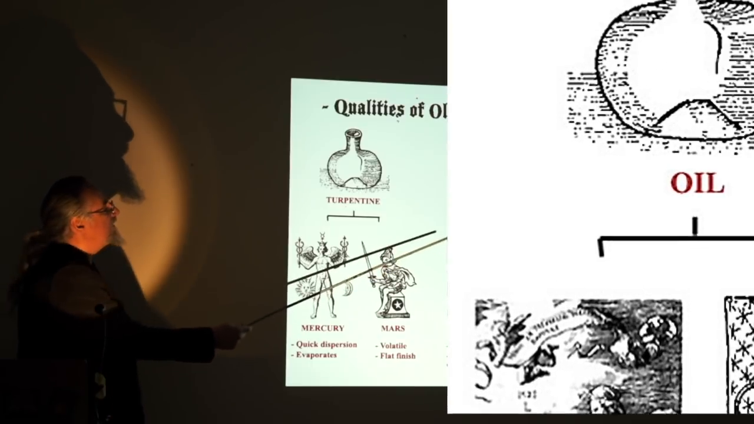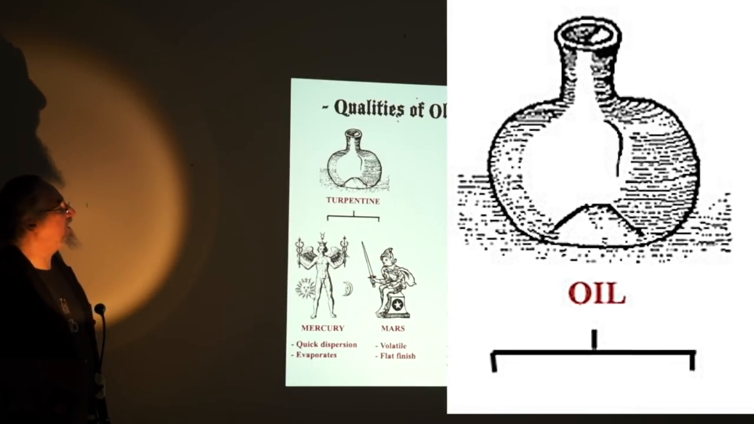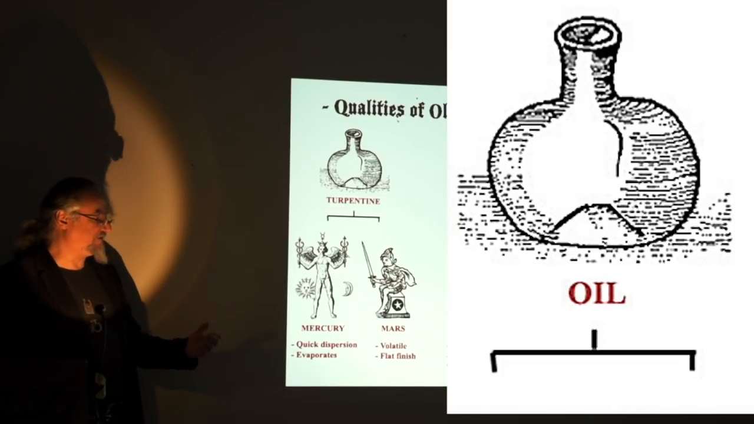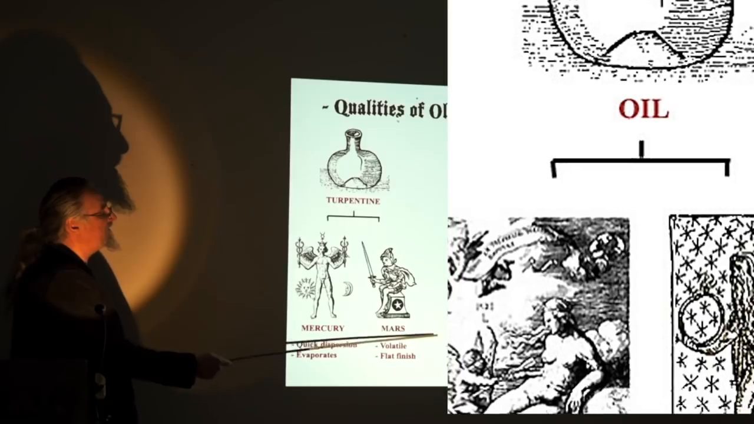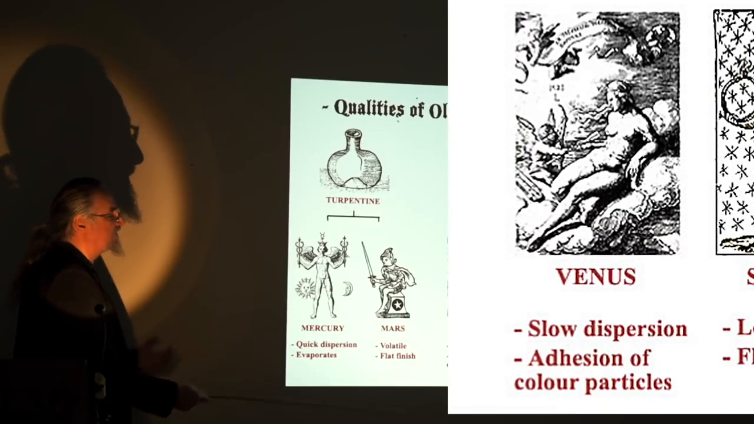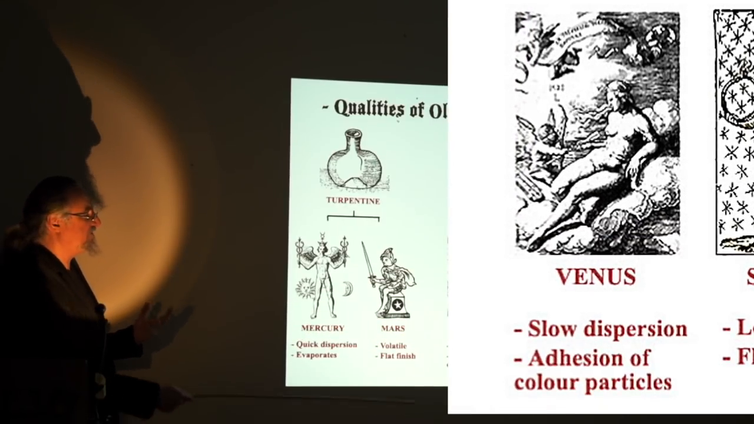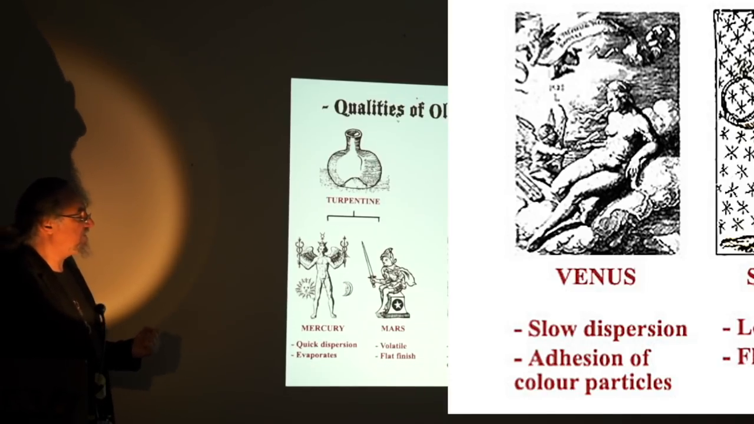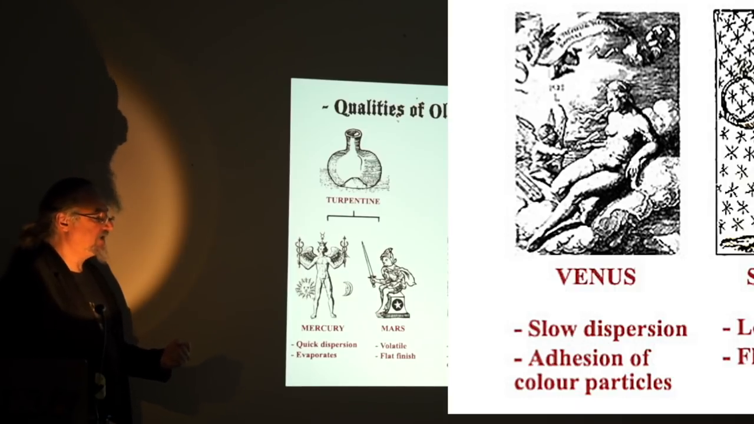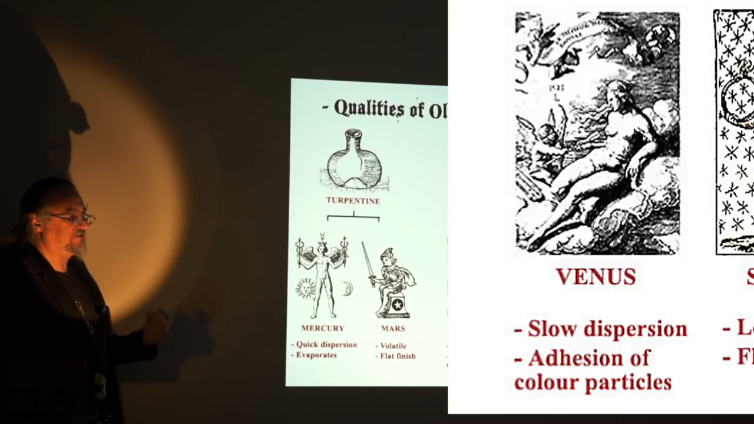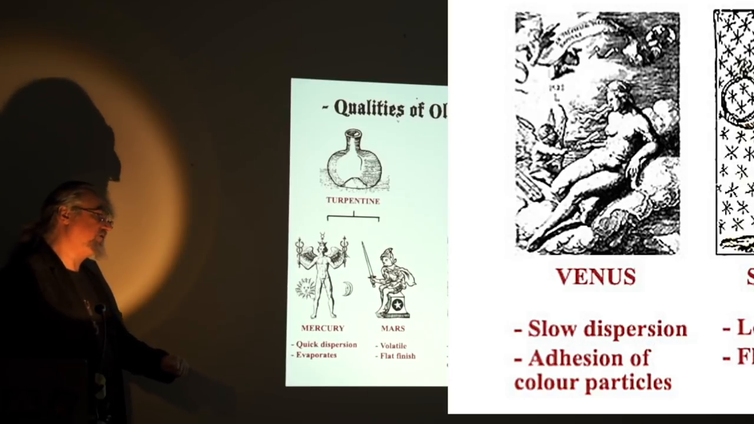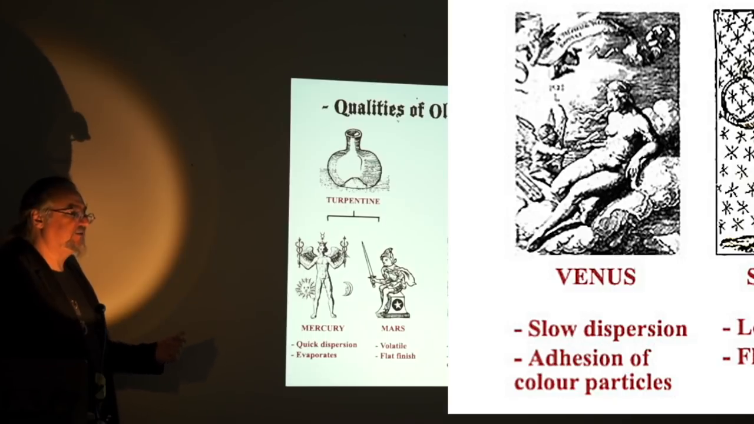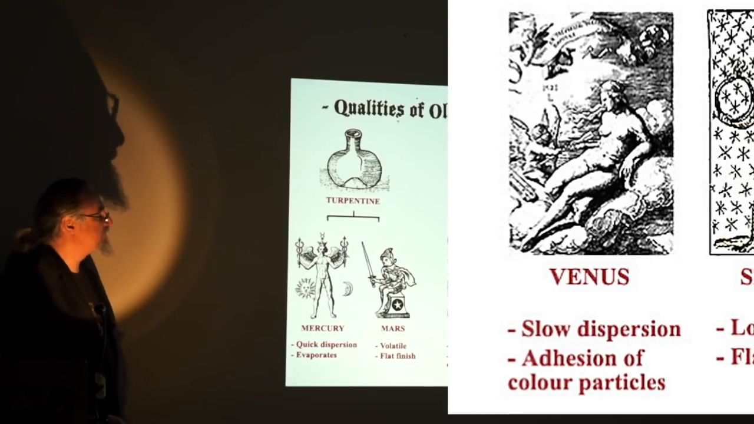The oil is the most important aspect of any medium because it's the binder, and indeed it's what's binding your pigments in your oil paints. So it has that Venetian-like quality of love, of holding things together. It's the adhesion of the color particles. Because of that, it tends to be very slow and heavy. And if you try to paint with, say, stand oil by itself, you'll find yourself that the brush is dragging. It needs the turpentine to cut it to allow it to move.